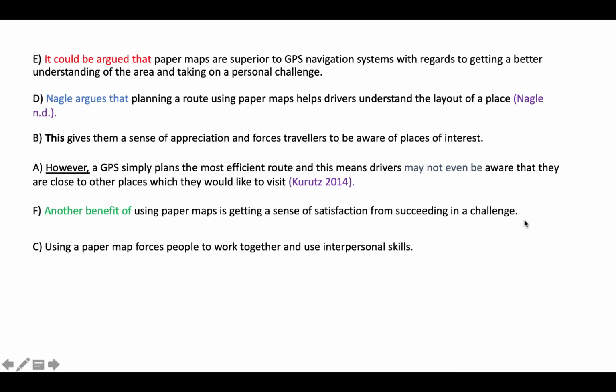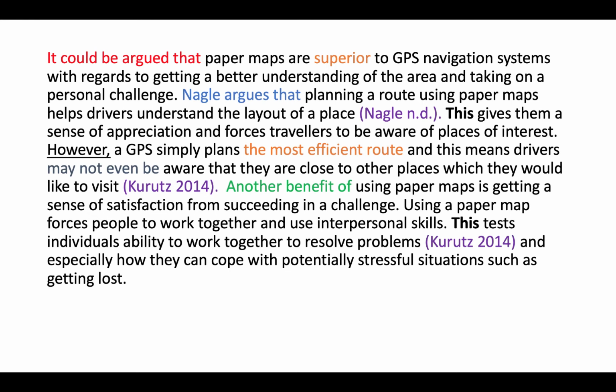Okay, so we got a bit more information about it. "Using a paper map forces people to work together and use interpersonal skills." So that is our claim. And for some reason we got the same sentence twice, which is obviously some kind of mistake. So yes, we'll just move on quickly to the last sentence of the paragraph, which is "and especially how they can cope with potentially stressful situations such as getting lost."